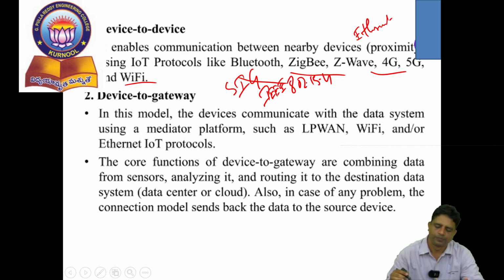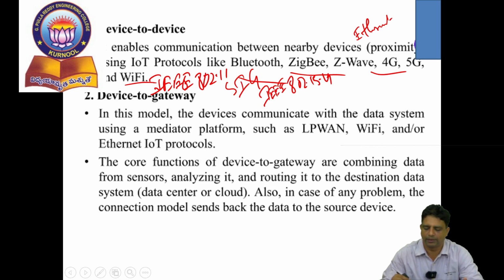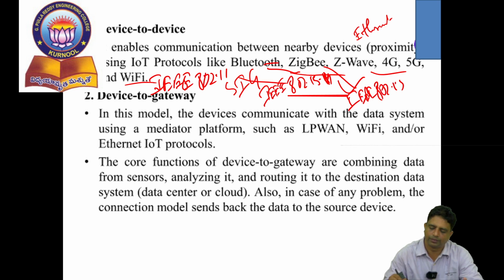802.15.1 for Bluetooth, sorry, one for Bluetooth and IEEE 802.11 for Wi-Fi. All these standards are being given for communications. And for ZigBee we have IEEE 802.15.4. For one it is Bluetooth, for four it is ZigBee, for Wi-Fi 802.11. These are all the standards described by the network communication IEEE standard organizations.